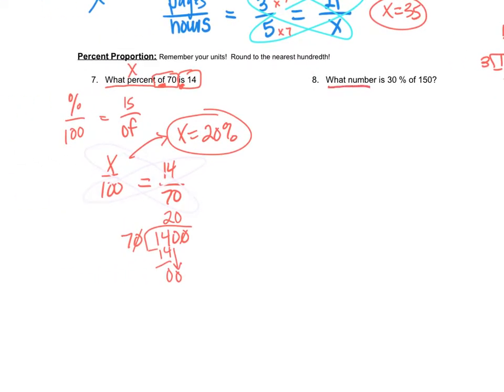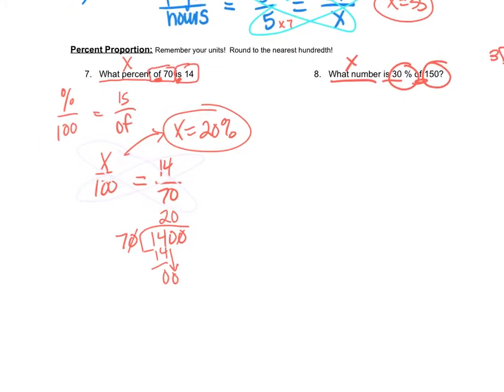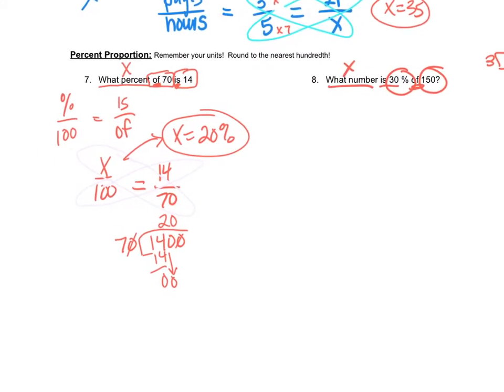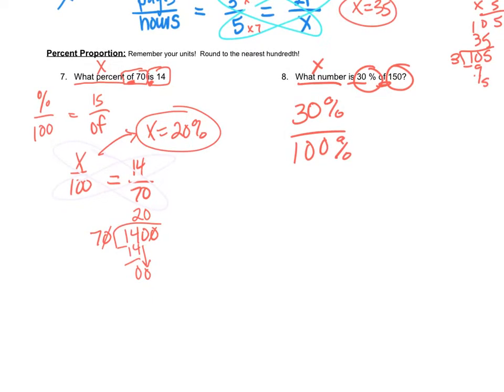What number, so that's what I'm asking for, is 30% of 150? So how can I set this proportion up, percent proportion? 30% needs to go on top of what? 100, because that's 1 whole percent. Anytime they give you a percent, it's over 100. And then what about the other half? X over 150. Good. X, because what is, we don't know, of, so out of 150. And we'll cross multiply and divide.